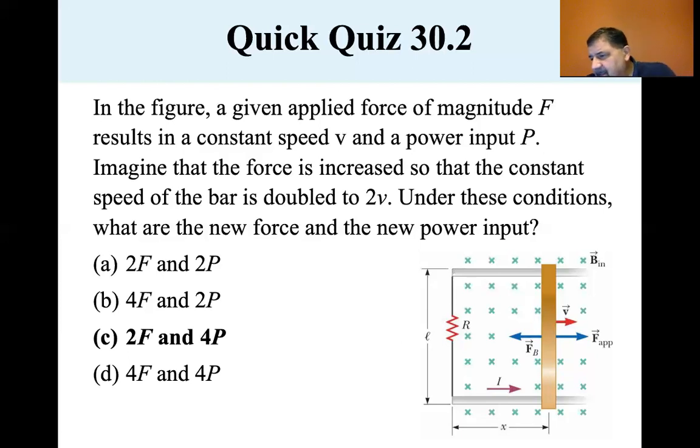And let's see, because P is equal to force times V, the doubling of the force and the speed results in the power being four times as large. Well, they don't use the same reasoning as I do, but the answer is correct. And we'll stop there, and then we'll go on to Lenz's law in the next section.